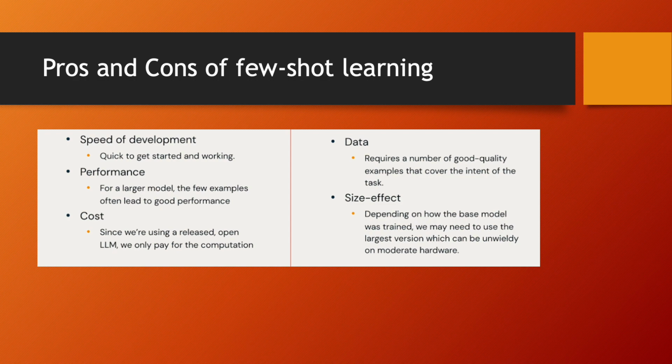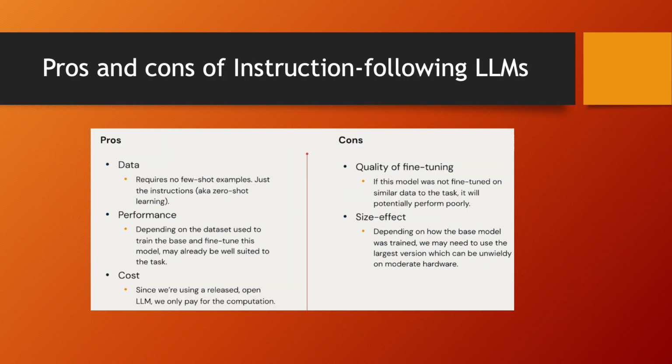In speed of development, it's easy to get started and working. For a larger model, a few examples often lead to good performance. In cost, since we're using a released open LLM, we only pay for the computation. In data, it requires a good number of good quality examples that cover the intent of the task. In size effect, depending on how the base model was trained, we may need to use the largest version, which can be unwieldy on moderate hardware.